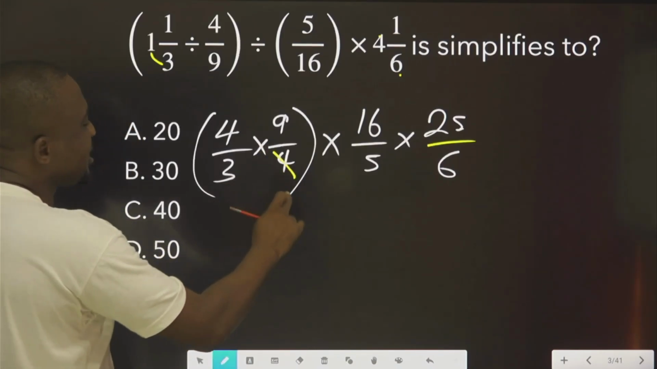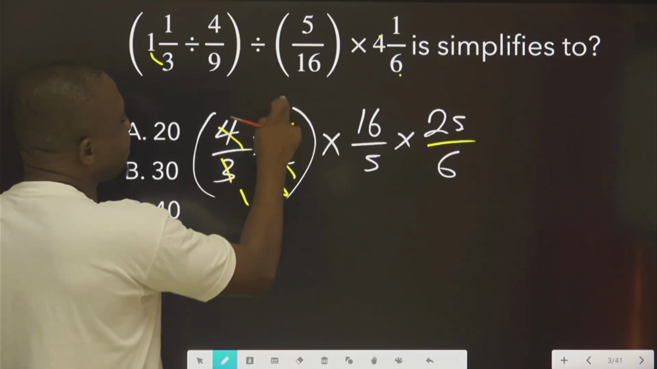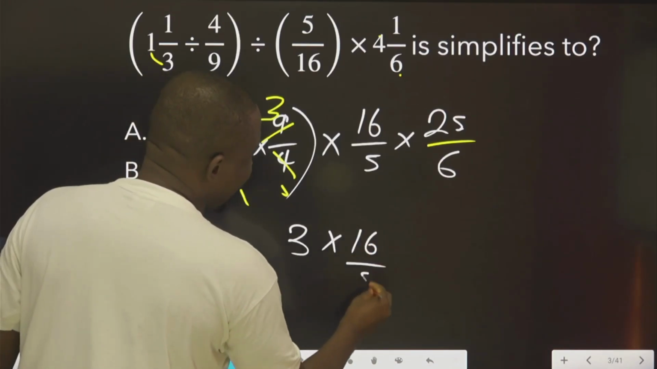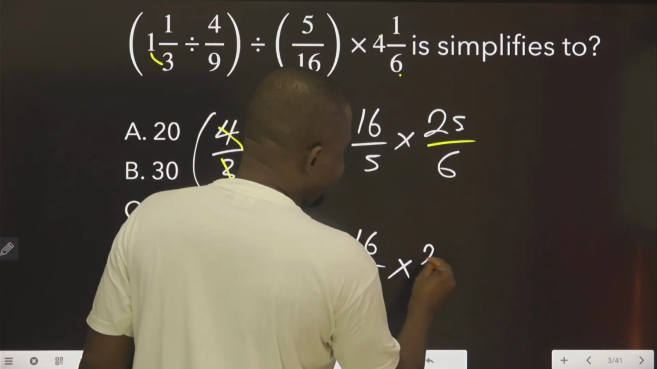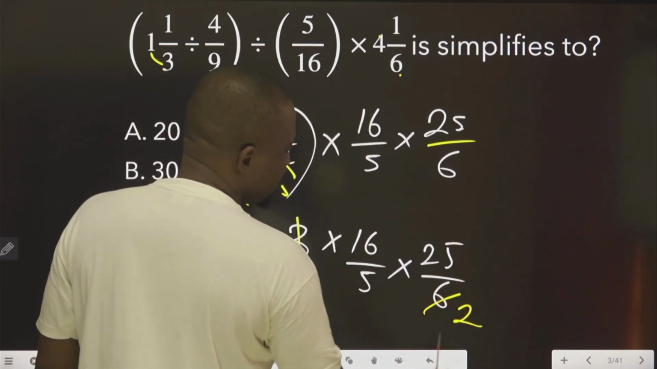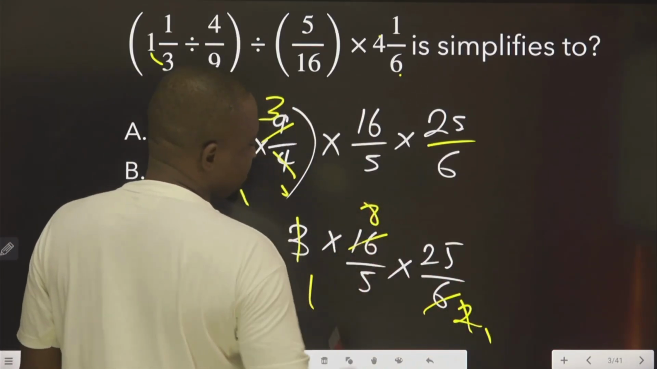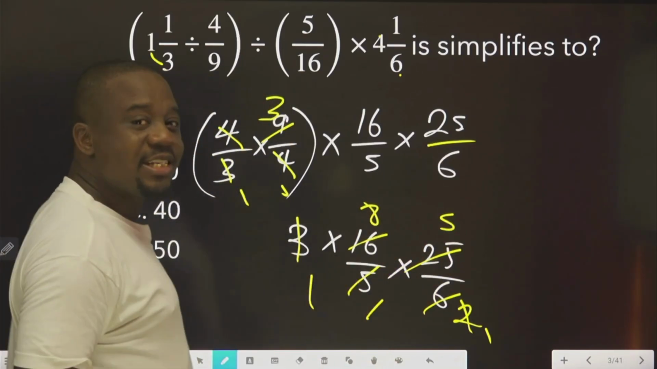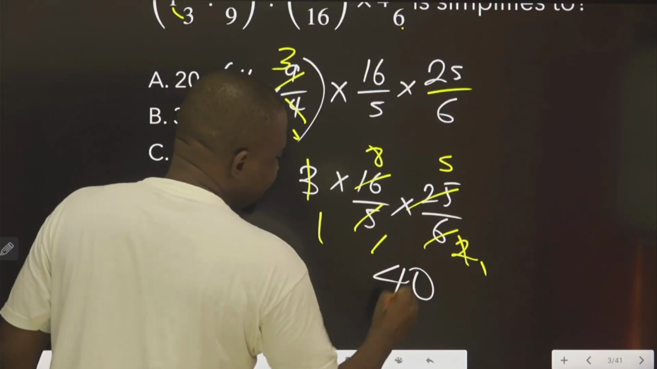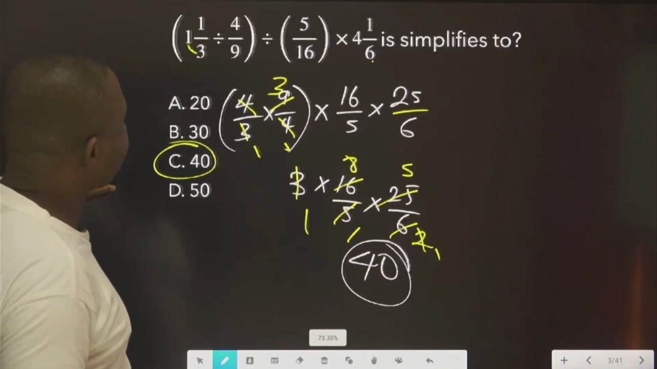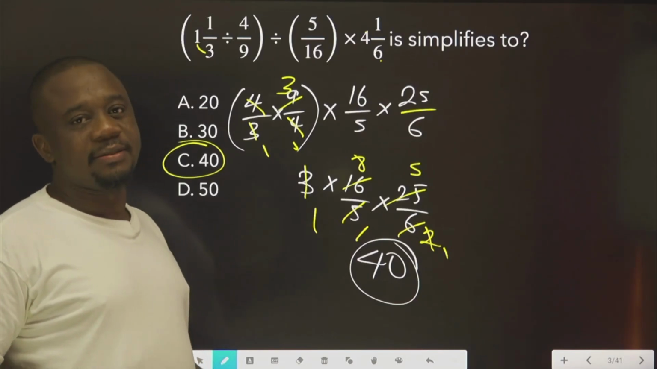Now, as you can see, this will cancel this. Here 1, this is 3. So we are bringing 3 from here. 16 over 5 times 25 over 6. 3 here 1, 3 here 2. 2 here 1, 2 here 8. 5 here 1, 5 here 5. 5 times 8 is what? 40. So 40 is the answer. That is C. Okay? Hope you are getting it.